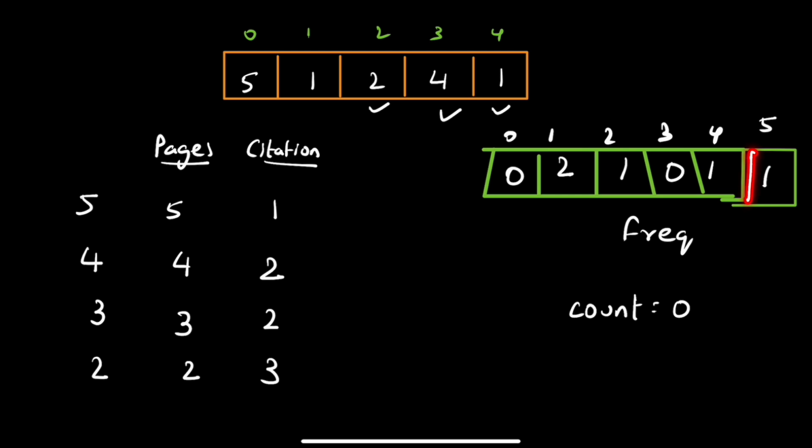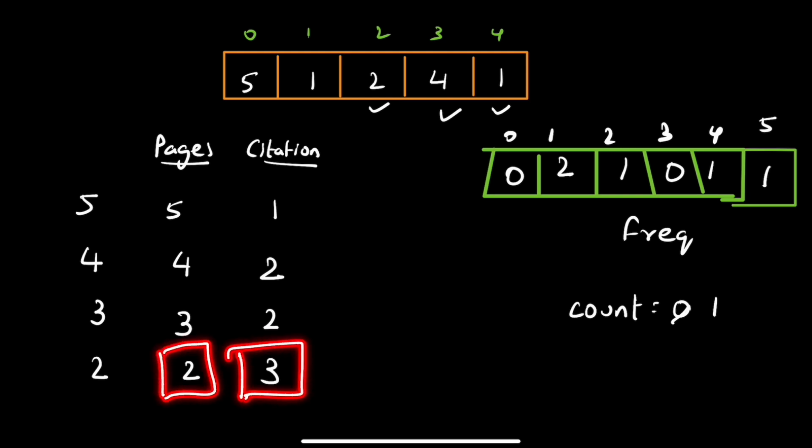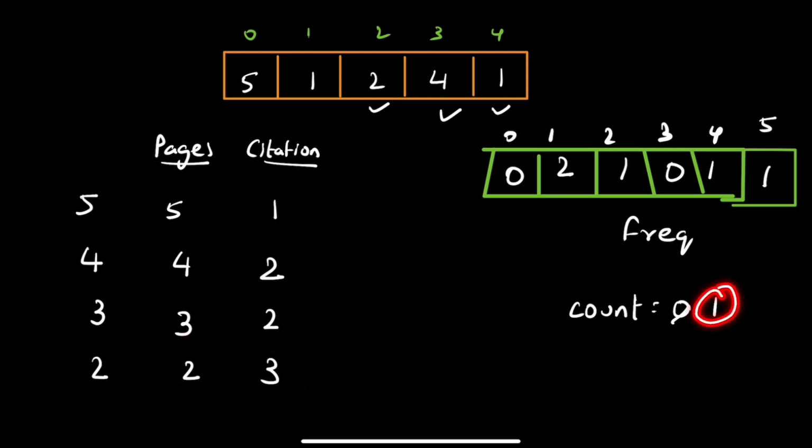So what is the citation at index 5? It's 1. So we'll increment its count by 1. Now what do we need to find? We need to find the citation which is greater than or equal to the page, right? But here the count is 1 and the page is 5. So this entry is invalid. Okay. So we'll go to index number 4. Okay. So index 5 is executed.